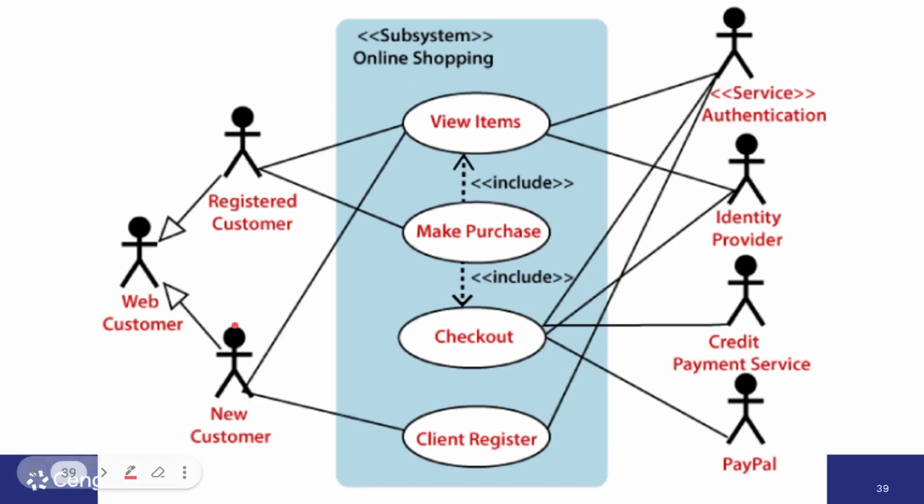Some are registered, some are new customers, and you see that the interaction with the system is a little different. For a new customer, to become a web customer, it looks like they have to go to the client register. They can view items in the system, but they don't have the ability to make purchases until they're a registered customer. I'm not sure what the arrow to web customer is really telling us. I guess they're saying once they're a web customer, they can be either new or registered to be able to do things.